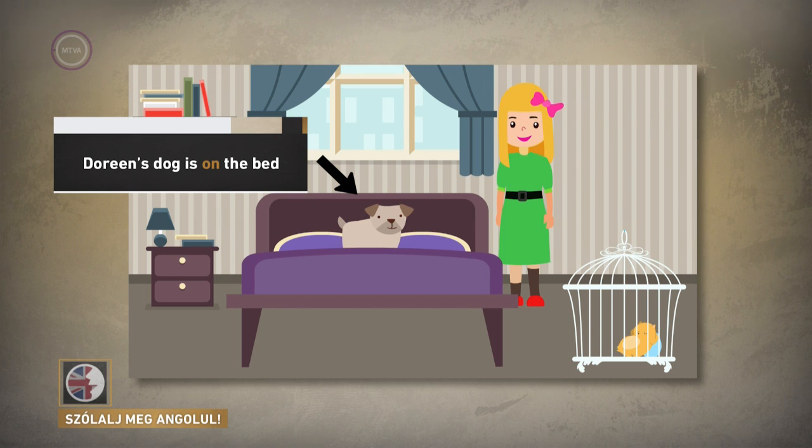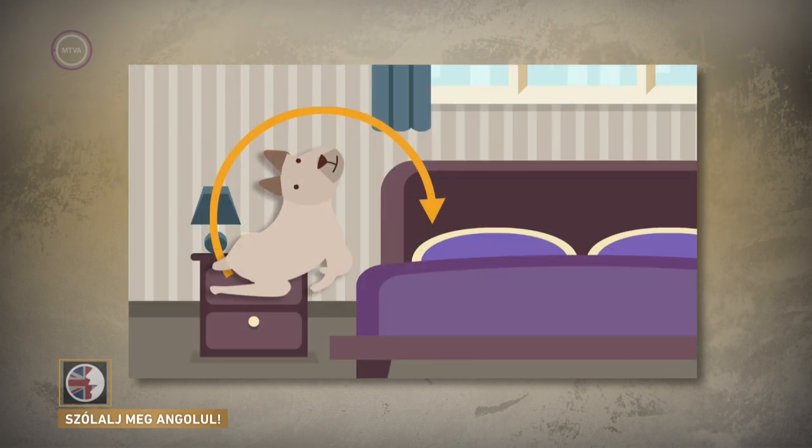So, just like with in and into, on and onto are connected. In is a preposition of place, and the same idea with movement is into. On is a preposition of place, and the same idea connected to movement is onto. Look at these two pictures. First we have on. Doreen's dog is on the bed, and this is onto. So, you see, they're connected, but one is a preposition of place, and the other is a preposition of movement.